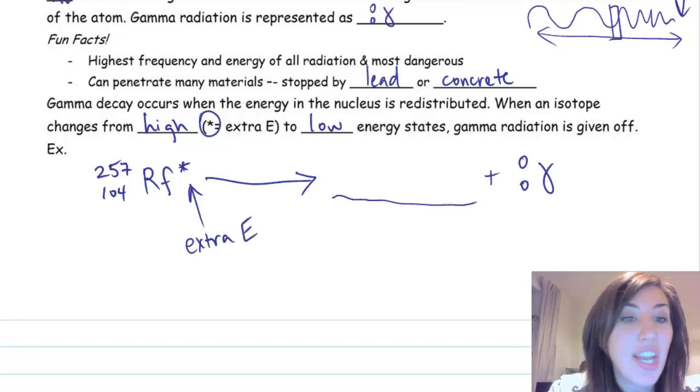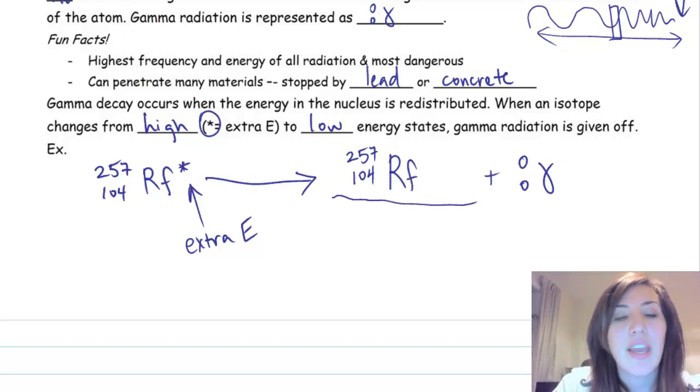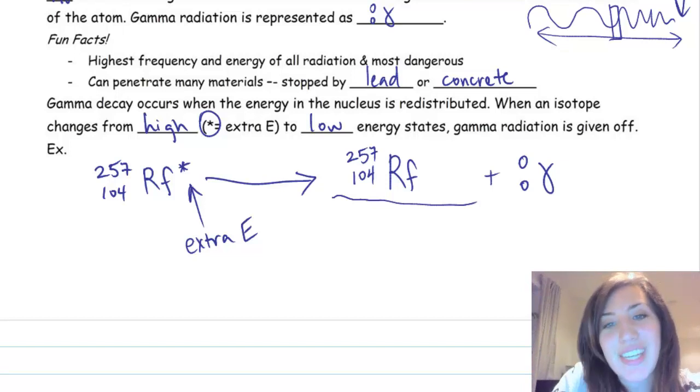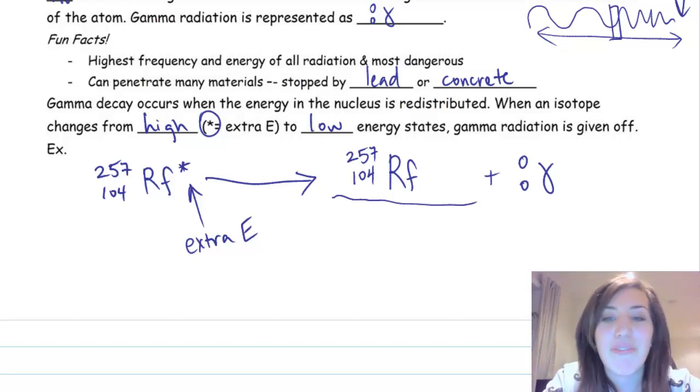So it's not going to change its mass number. It's not going to change its atomic number. And it's not going to change its symbol. We just get rid of the extra energy that was sitting in the nucleus as it redistributes itself.